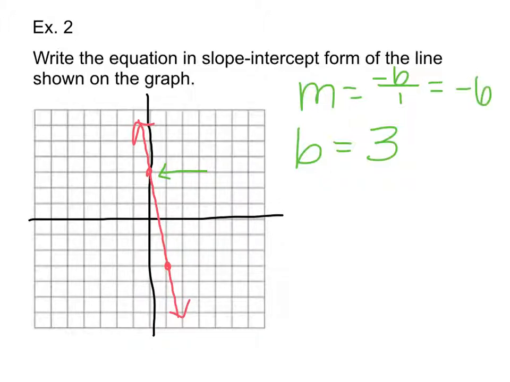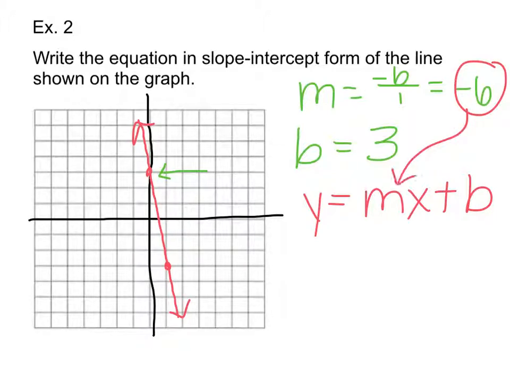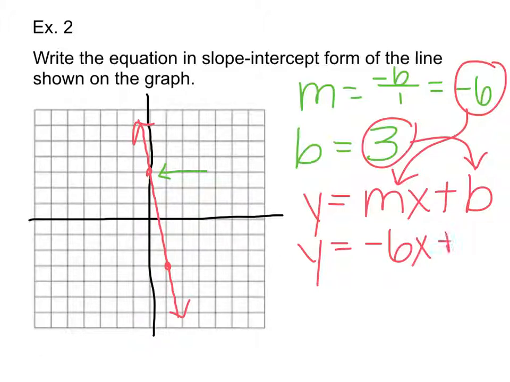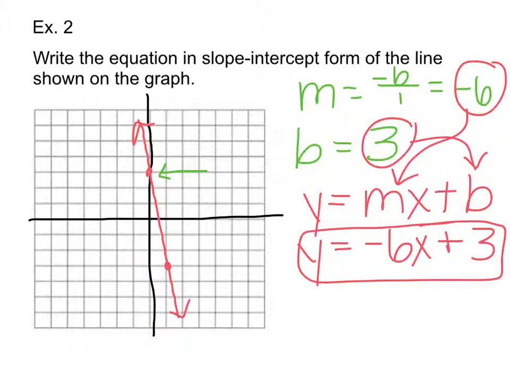The y-intercept is +3. Remember, slope-intercept form is y equals mx plus b. And we're just going to substitute those numbers in for the variables. So we're going to keep y. The m was -6. Keep x. The b is a +3. And there we go. So that's slope-intercept form.